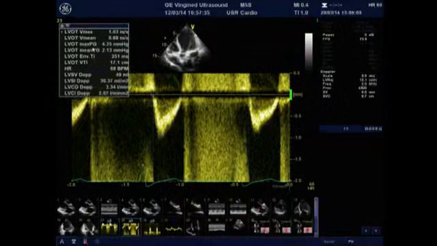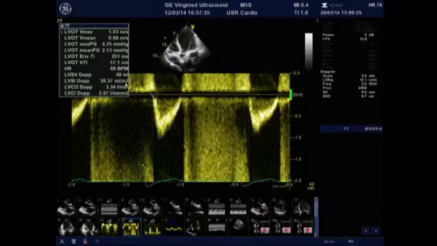In the same view, with a pulsed wave Doppler, sample 1 centimeter below the aortic valve, we can assess the indexed stroke volume, which is about 30 milliliters per square meter. Just to remind you that the normal figure is above 35, so it's a depressed stroke volume.